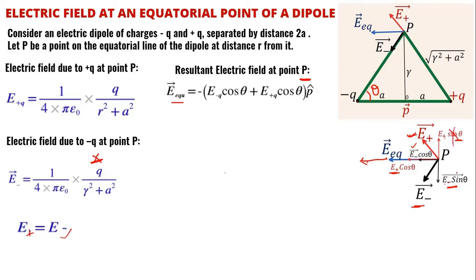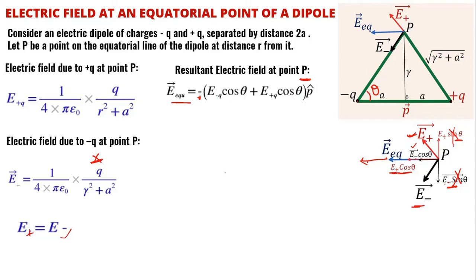So these sine components cancel each other out, whereas E negative cos theta and E positive cos theta, that is their cos components, get added up. So we are getting this expression, E equatorial is, now a negative sign is introduced over here, negative of E negative cos theta plus E positive cos theta.